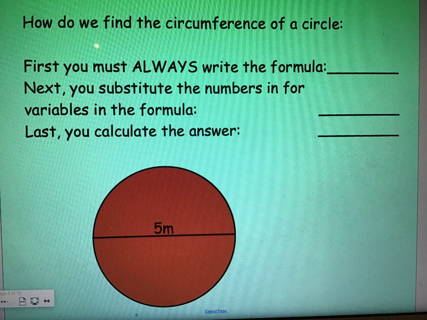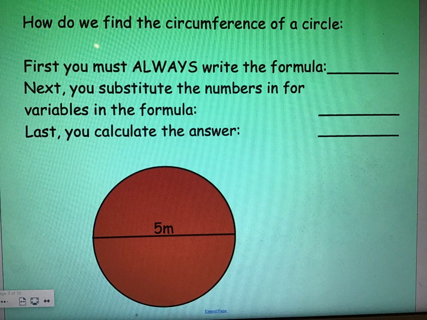All right, so now we're going to do the first thing. It says we're going to find the circumference of the circle. Now, when we do area and circumference or anything at all with shapes, I am going to demand you write the formula first. We all know why.